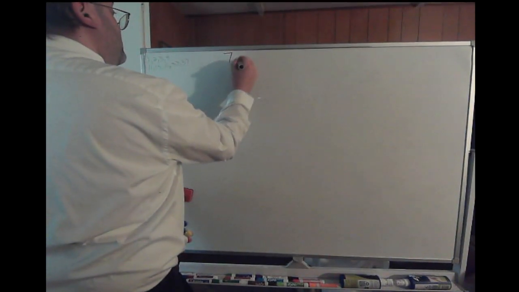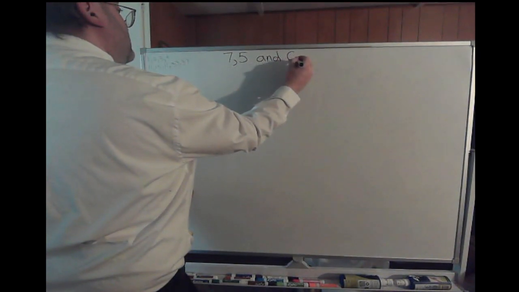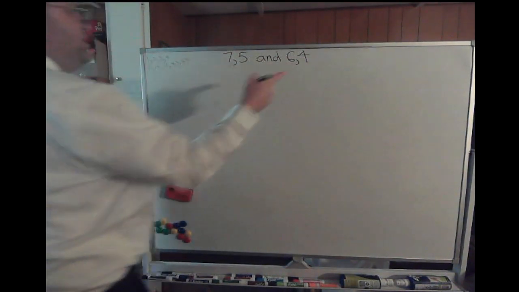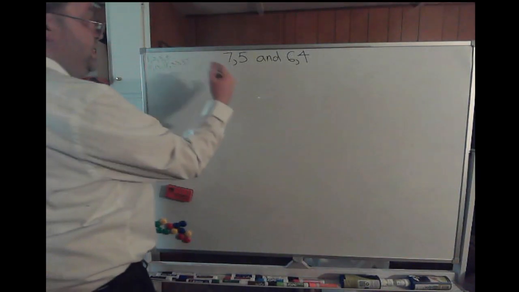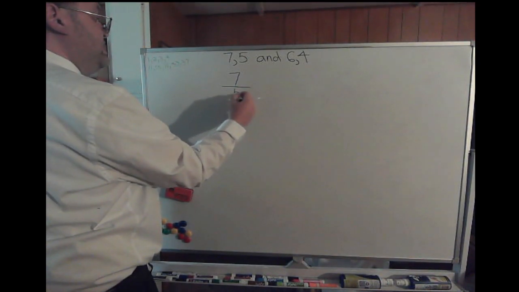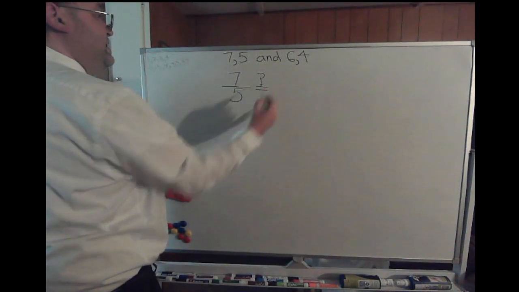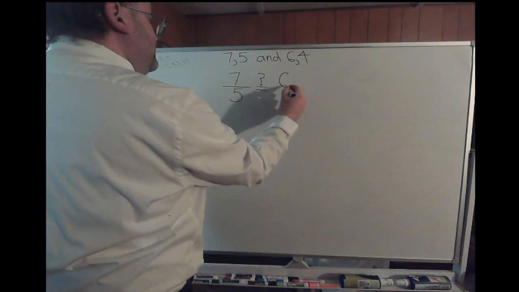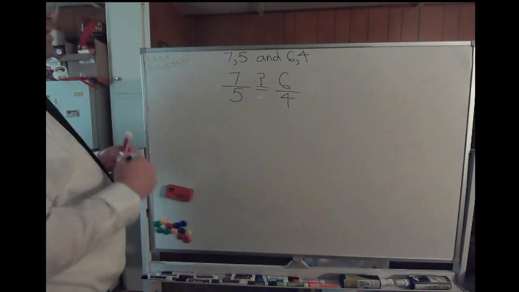Let's see. So we have 7 and 5, and then 6 and 4. Are these two sets of numbers proportional to each other? So again, your first number is your numerator. So for the first pair, 7 is the numerator, 5 is the denominator. We want to know, is it proportional or is it equal to 6 and 4? Because in the second set of numbers, 6 would be your numerator, 4 would be your denominator.